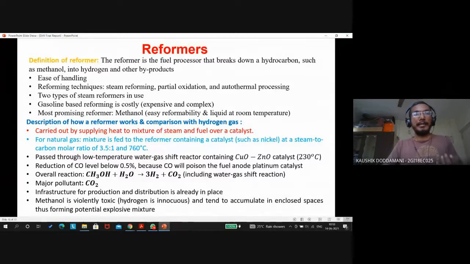The reason why we prefer using reformers is that the infrastructure is already available and distribution is already in place. That's why the thought came about using reformers. Comparing methanol with hydrogen, methanol is violently toxic, whereas hydrogen is innoxious, which means it is not harmful. Methanol has a tendency to accumulate in enclosed spaces. If there is no proper ventilation, it will accumulate there, and if it accumulates beyond a certain threshold, it may explode. Whereas hydrogen can easily exit, being in gaseous form.